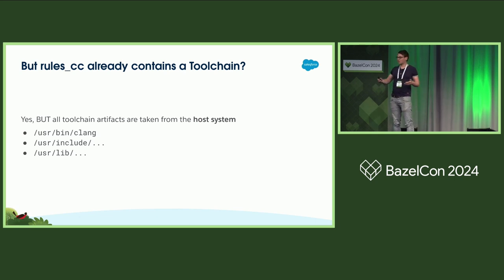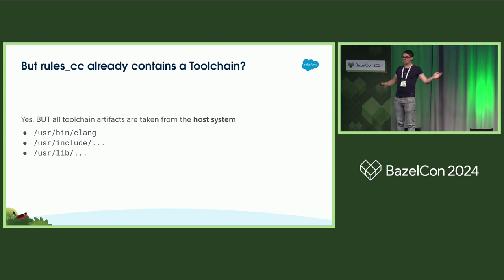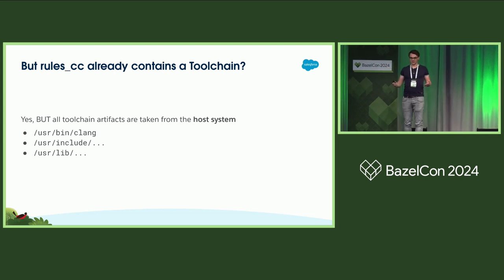There's no tracking of what exactly has been in that directory and which version of which library has been used. Those are basically just leaked into the sandbox, and that's it. This is awesome to get started, especially if you're onboarding to Bazel. But this is very unhermetic. So if you want a good isolated build across different platforms, you need to do better. How do you do that?